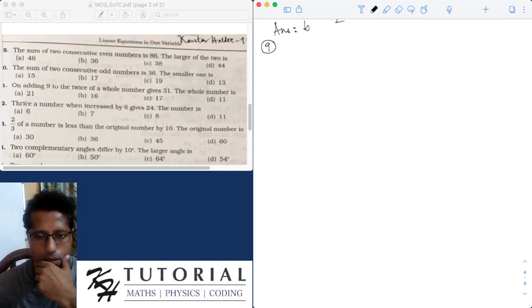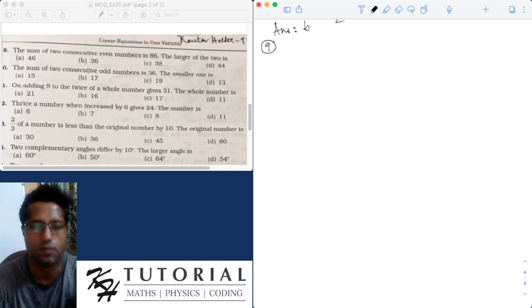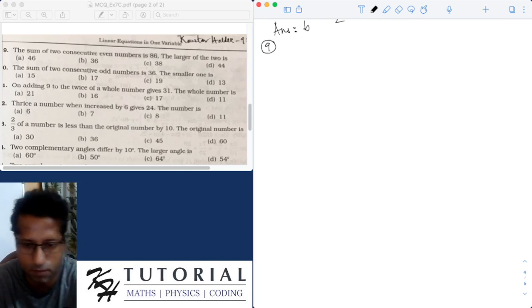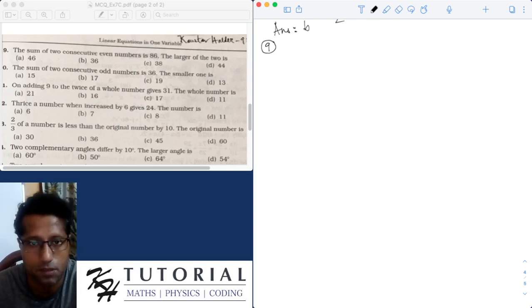We know that if you consider any even number, the next even number will be plus 2 added to that number. So if 2 is an even number, the next even number will be 2 plus 2, 4. If 4 is an even number, then the next even number will be 4 plus 2, 6, like this. So the larger of the two is, okay.